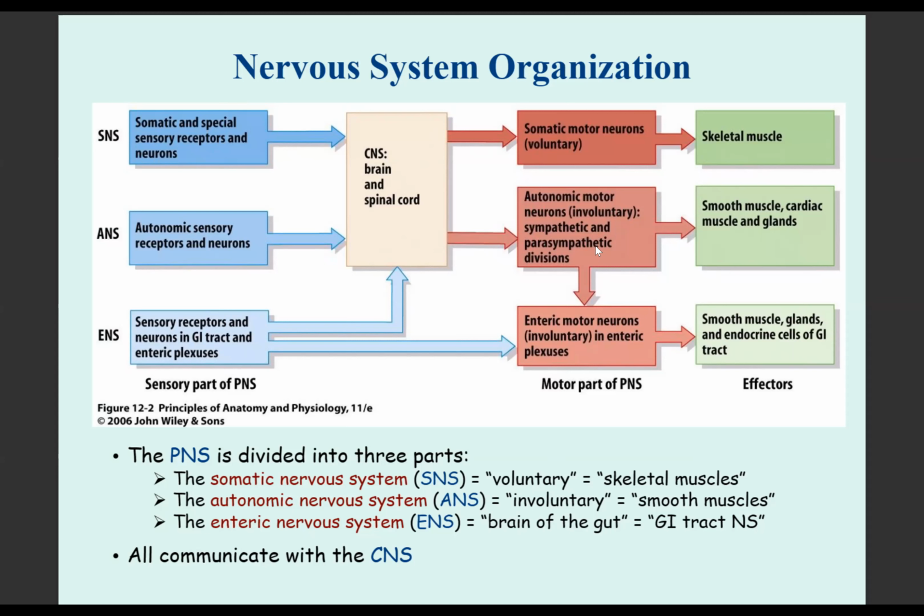Then this autonomic nervous system has an interplay with the enteric motor neurons, which convey information to the smooth muscles, the glands within the GIT, and then the endocrine cells of the GIT. So this is the total organization of the nervous system.